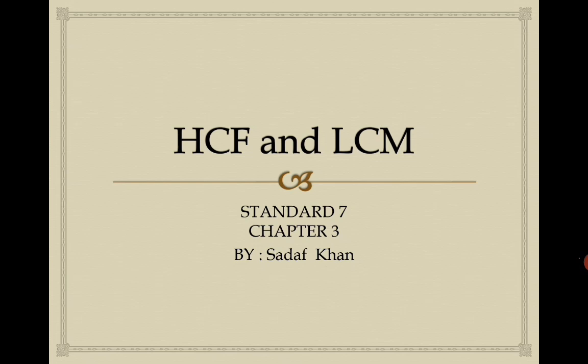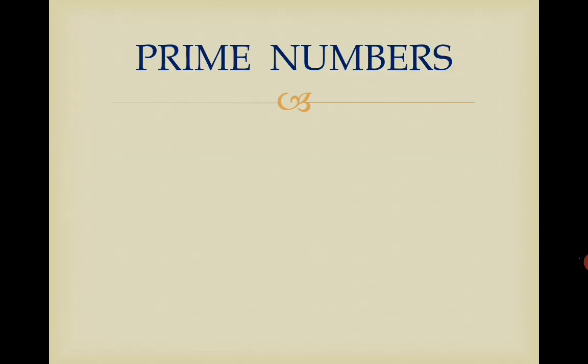Before we begin with the chapter, let's take a quick recap of what prime numbers are. A prime number is a number that is divisible by only itself and 1, which means it will not appear in any other table other than the 1 times table or its own table.